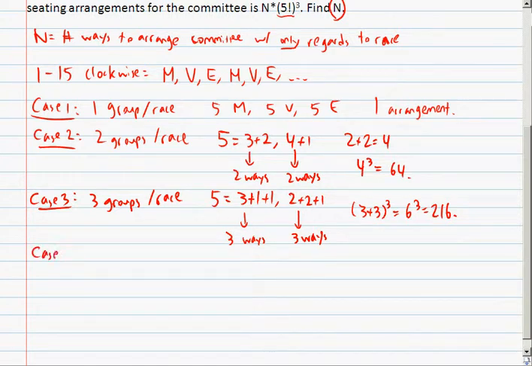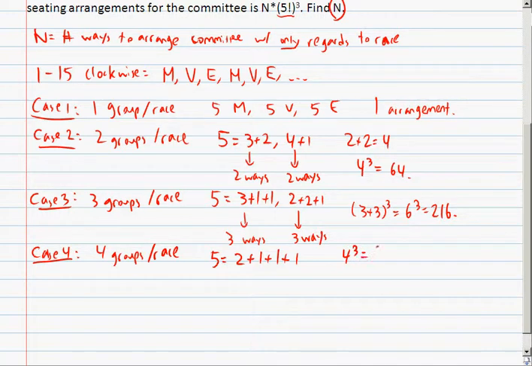Now, case 4, where we will have 4 groups per race. To do this, we have to partition 5 into 4 parts, and there's only one way to do that, which is 2 plus 1 plus 1 plus 1. That leaves us with a total of 4 cubed, or 64 arrangements, since there are only 4 ways to permute the partition parts of 5 in this case.